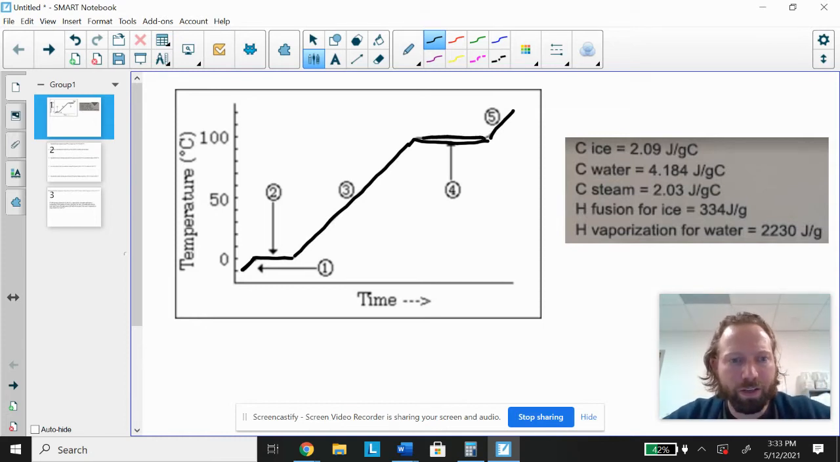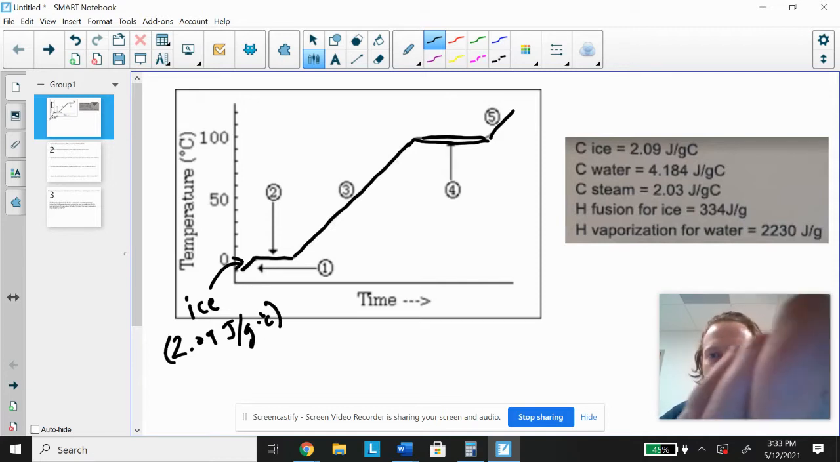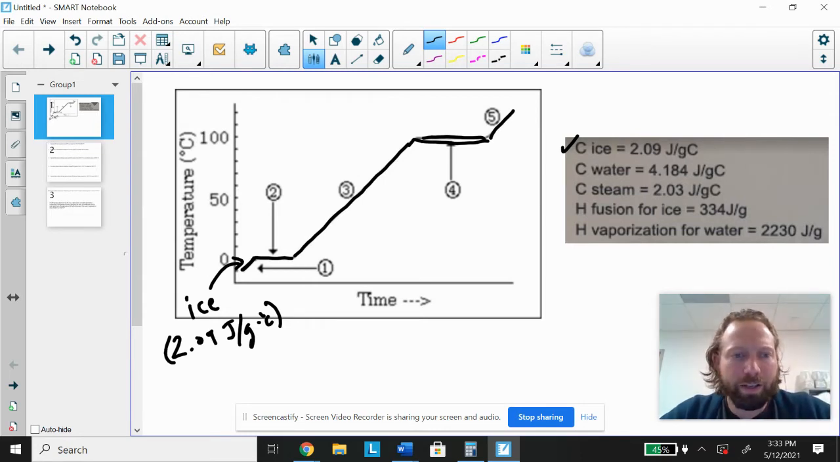So at the beginning, here, where the temperature is below 0, you have ice. This is just ice, okay? Here you have a very specific heat capacity for ice. You have 2.09 joules per gram per degree Celsius. Okay, so that is a number that you are going to be given, so don't worry. That's the first number over there on the chart. So anything below 0 right there is going to have that specific heat.